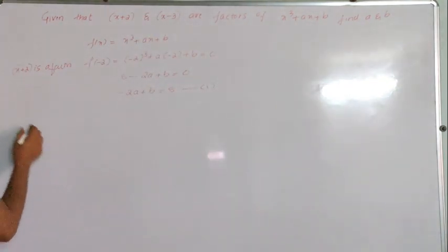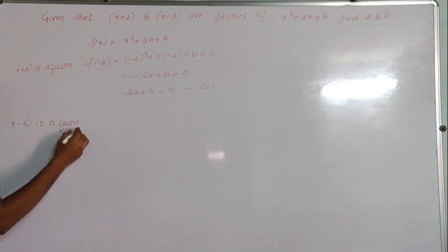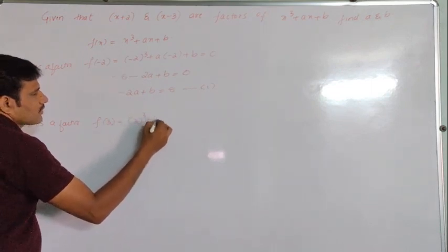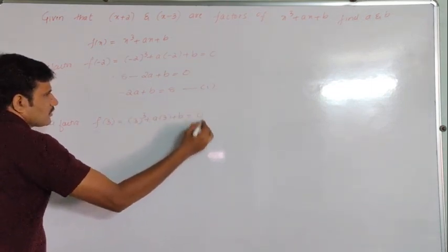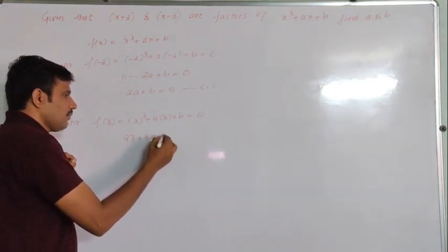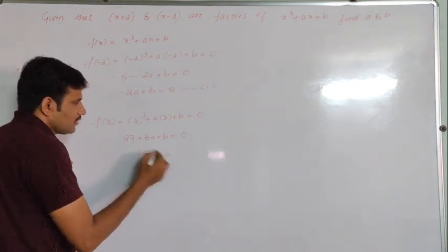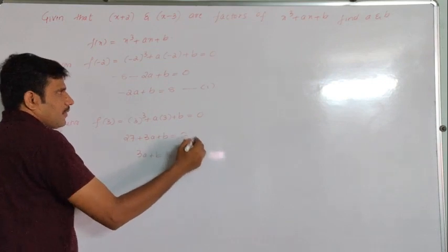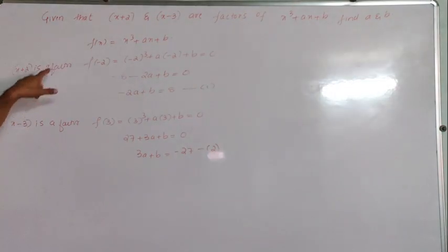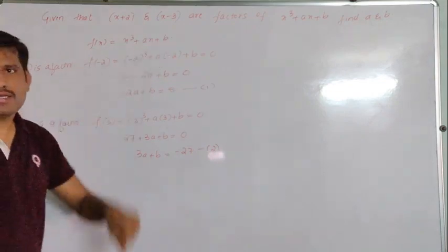Similarly, they have given that x minus 3 is also a factor. So this implies f(3), that is 3 cube plus a into 3 plus b, is also 0. What is 3 cube? 27 plus 3a plus b equal to 0. So 3a plus b is equal to minus 27. Call this equation number 2. Is it clear? So for x plus 2, f(minus 2) is 0, we are getting one equation. Similarly, x minus 3 is also a factor.